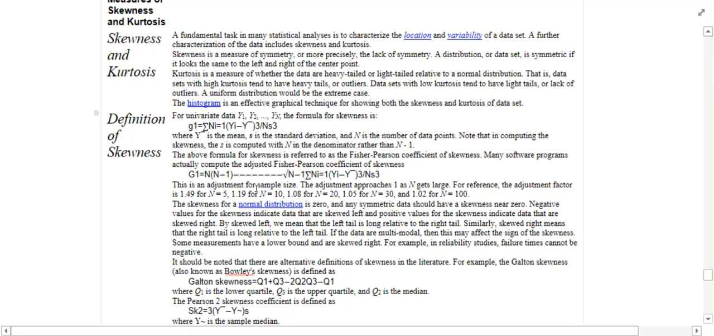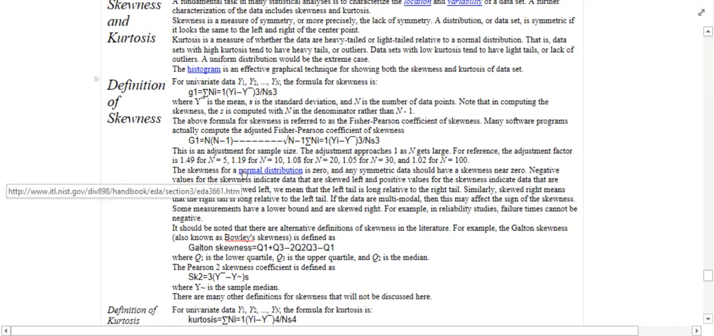packages. They can compute, rather, the adjusted Fisher-Pearson coefficient, which gives an adjustment for sample size, as the adjustment approaches 1 as n gets large. For reference, the adjustment factor is 1.49 for n equals 5, 1.19 for n equals 10, and so on. You can see that as n gets large, that adjustment approaches 1.